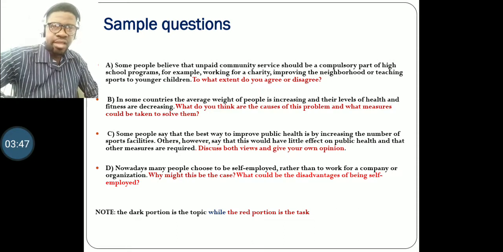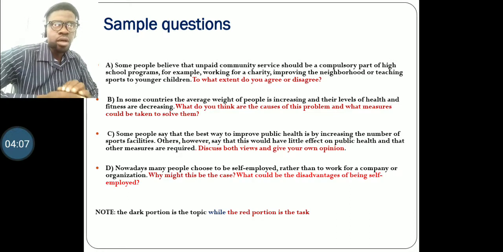Sample B says, in some countries, the average weight of people is increasing and their levels of health and fitness are decreasing. What do you think are the causes of this problem and what measures could be taken to solve them? Okay, this is an example of a cause and solution question. What are the causes of this problem and what do you think can be done to solve that problem?